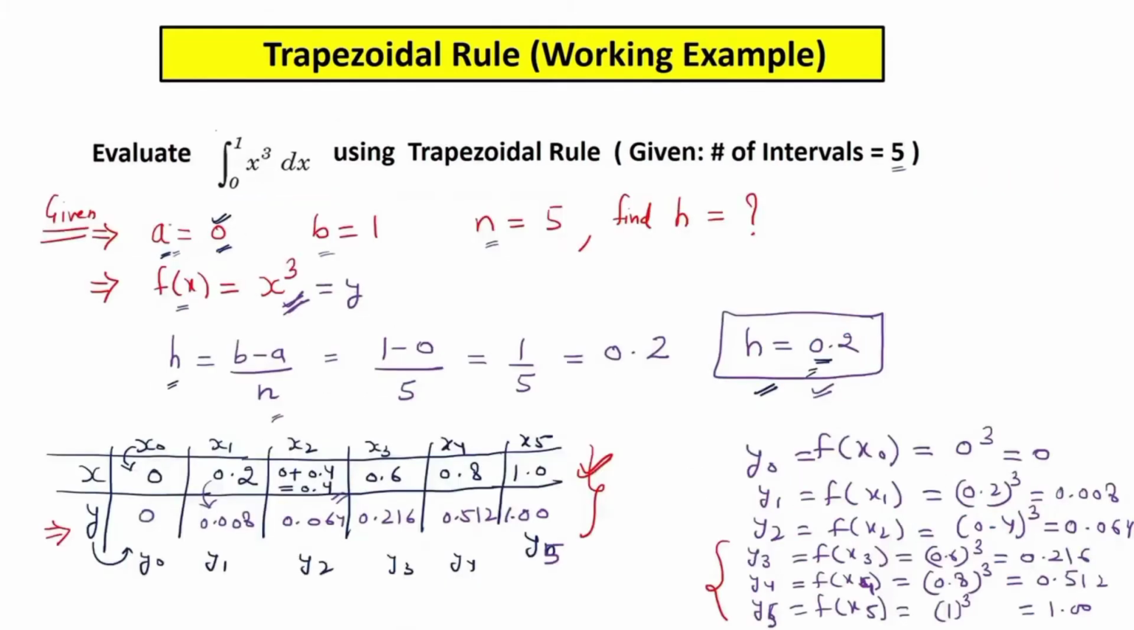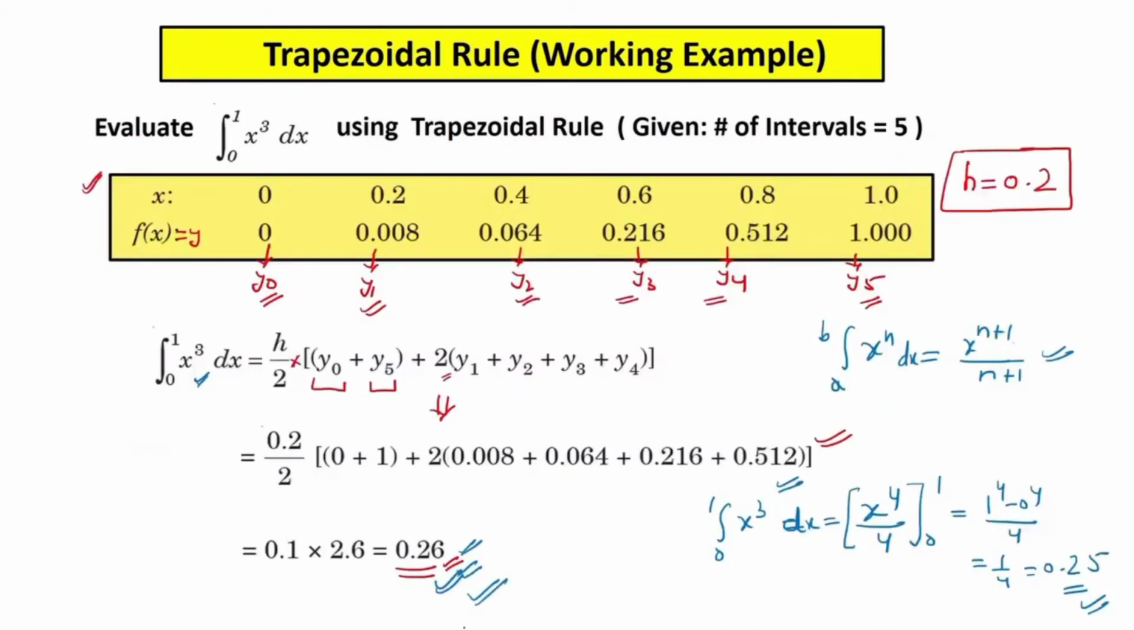So just to recap, you are given the values of a, b and n and the function. First you have to find the value of h, and then using the value of h, you find the various values of the x. Then to find the values of the y, that is the function values at these x0 to x5 points, you use the function. And after computing all these values of the y, you apply the formula and you get your answer. So this is a simple method. Okay, I hope you have understood how we can apply this trapezoidal rule.